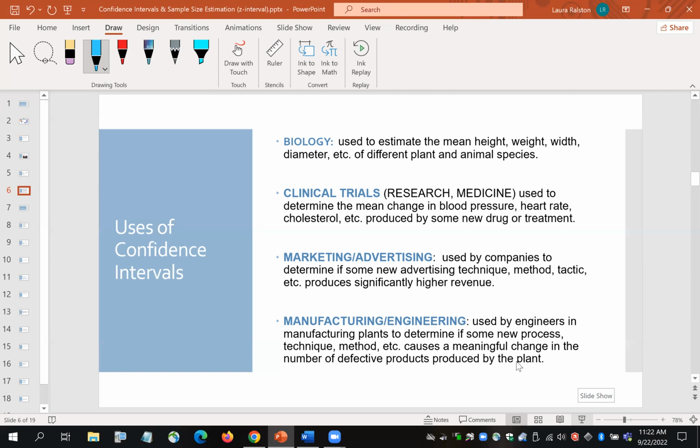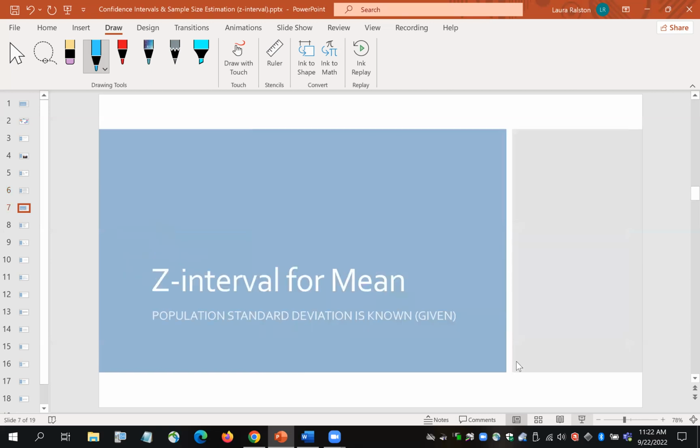But we're going to turn our focus specifically today to the Z interval for the mean. Okay, the Z interval for the mean. Again, there ultimately will be 3 different confidence intervals that we look at. The first one is the Z interval for the mean. The second will be the Z interval for a proportion.